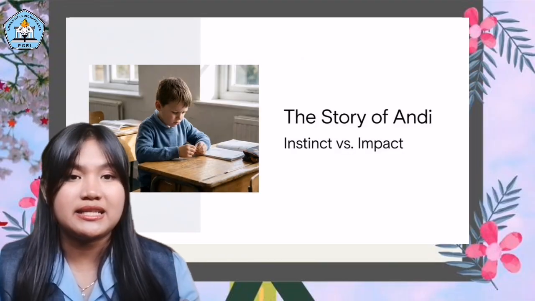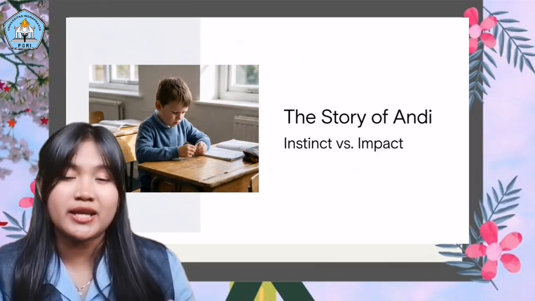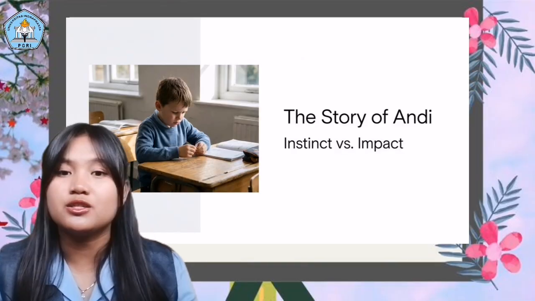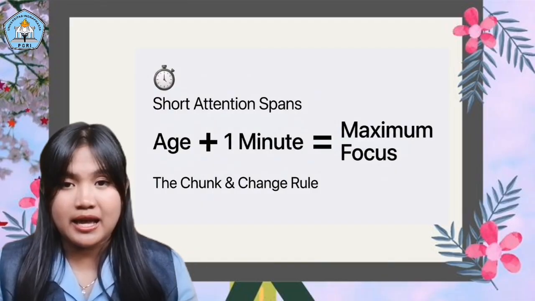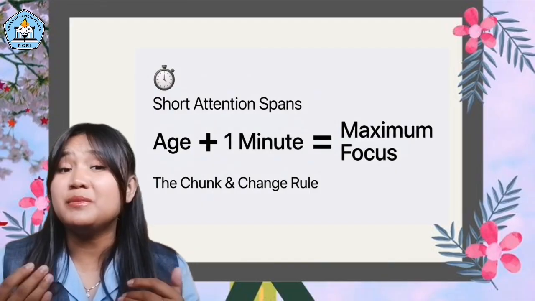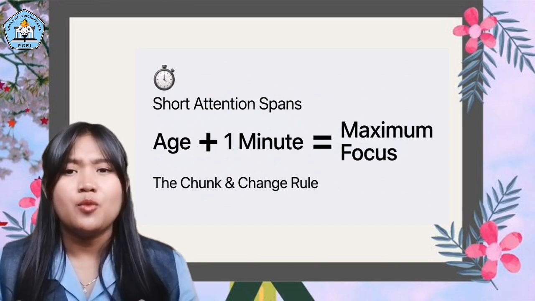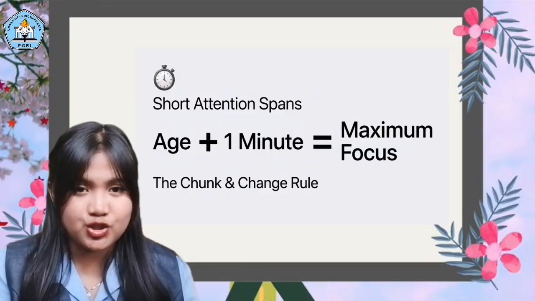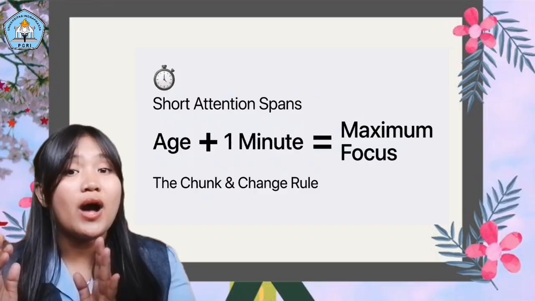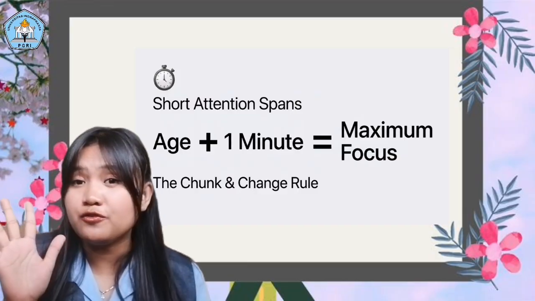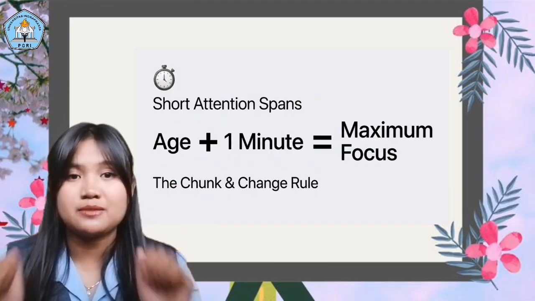Today we will learn why this happened and how we can change our classroom approach using proven psychology and practical strategies. Okay, first we must understand that children are not miniature adults. They have a very short attention span. Brain science shows a child's focus limit is roughly their age plus 1 minute. A 5-year-old can only focus intensely for about 6 minutes.